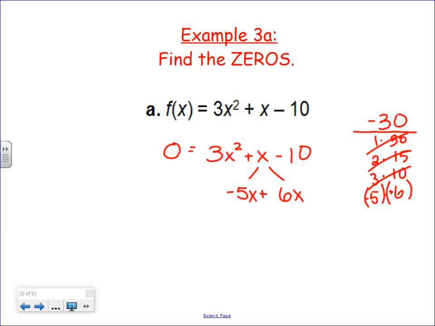Now who else is still there? 3x squared, and then the minus 10. This is the grouping method. How many of you are like, oh, I kind of remember and kind of do that sometimes? Okay, more hands.